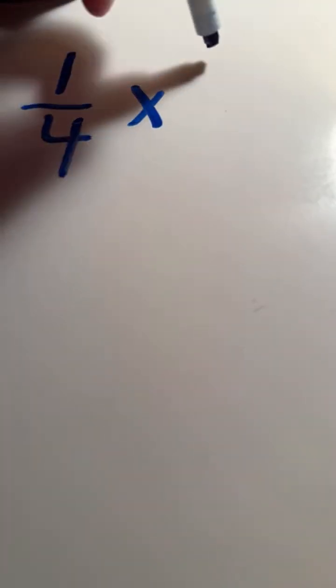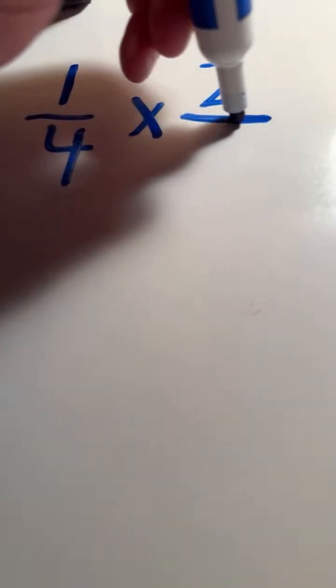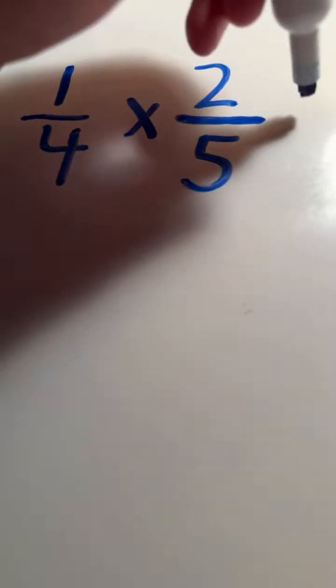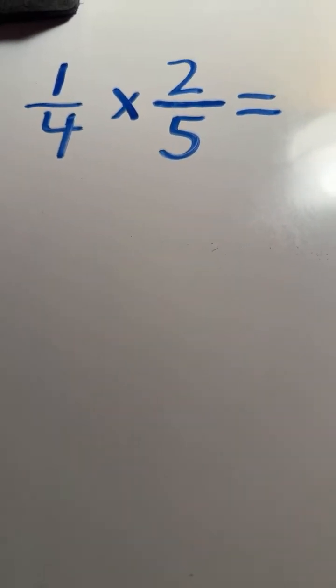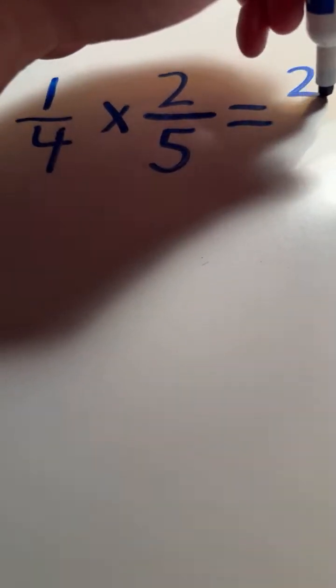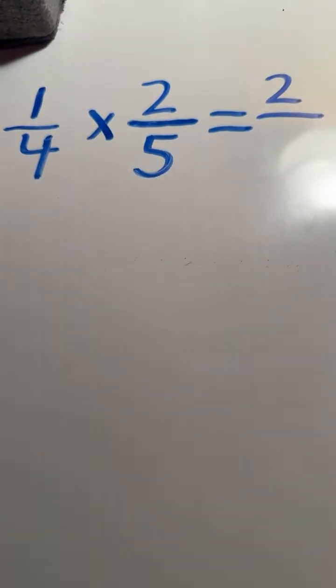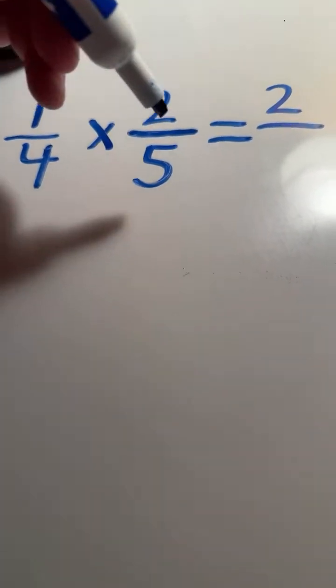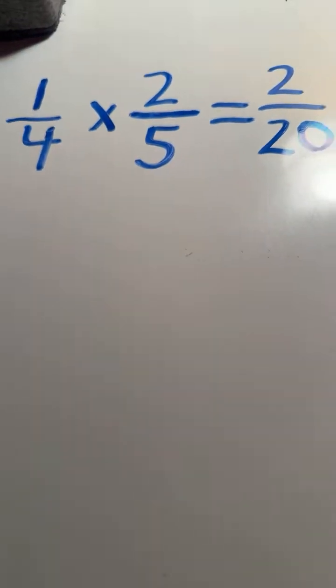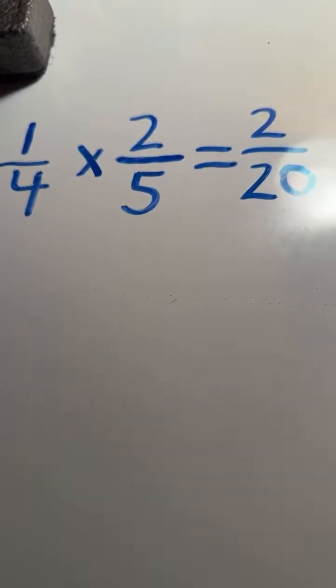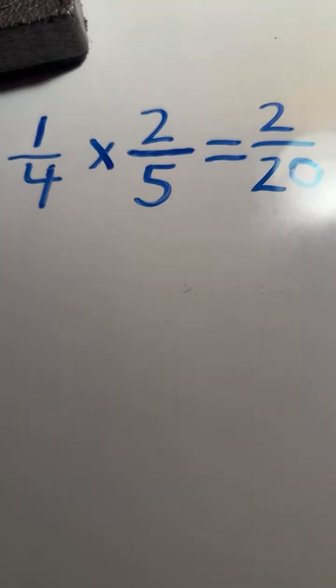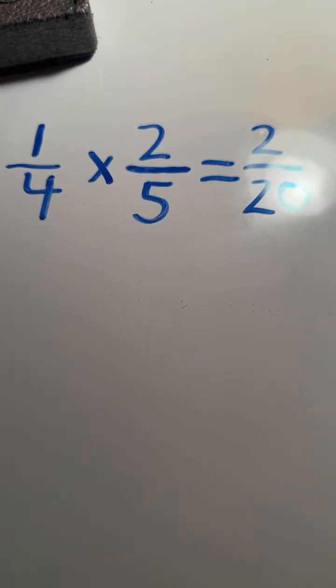All right, now we have 1/4 times 2/5. So step 1, we multiply our numerators. 1 times 2 equals 2. Next, we multiply our denominators. 4 times 5 equals 20. And we have our answer: 1/4 times 2/5 equals 2/20. All right, moving on to the next example.